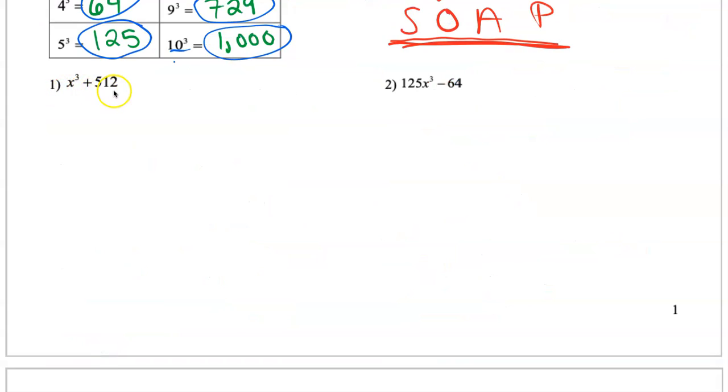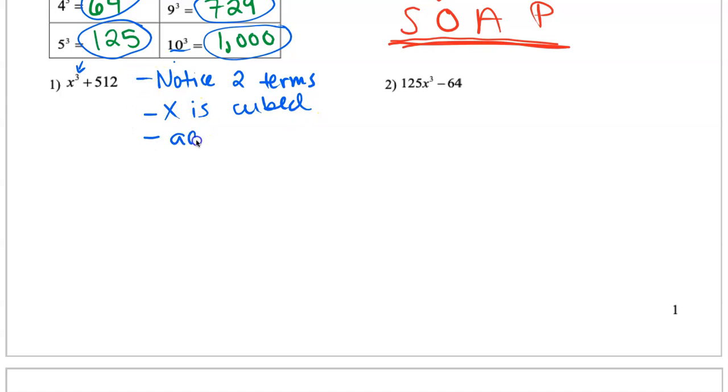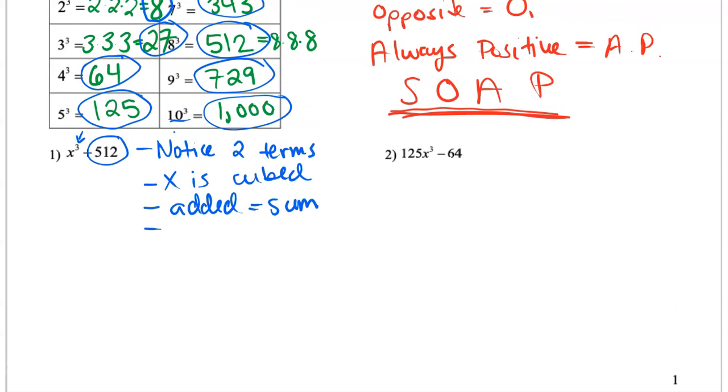In number 1, we have 2 terms. So that's what I would want you to notice first of all. The second thing I'd want you to notice is that the first term is cubed. So that should be an indicator that maybe this is a sum of cubes. The third thing I want you to notice is that they're being added, which makes it a sum. And then the last thing I want you to notice is that 512 was 8 cubed. That was what we got when we did 8 times 8 times 8.